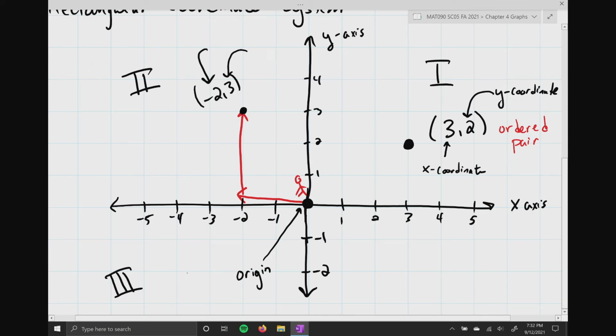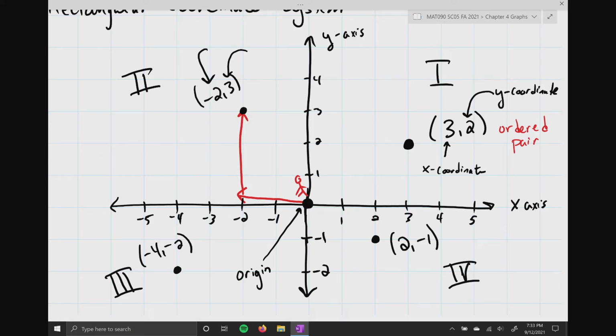All the points here, the X and Y coordinates will always be negative. They're both negative. And then the fourth quadrant is lower right. And all the points here will always have a positive X value and then a negative Y value. And remember, the most important point is the origin. It's right in the middle. And that's where everything starts.